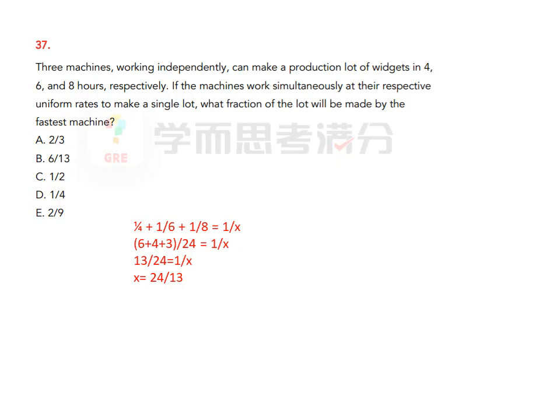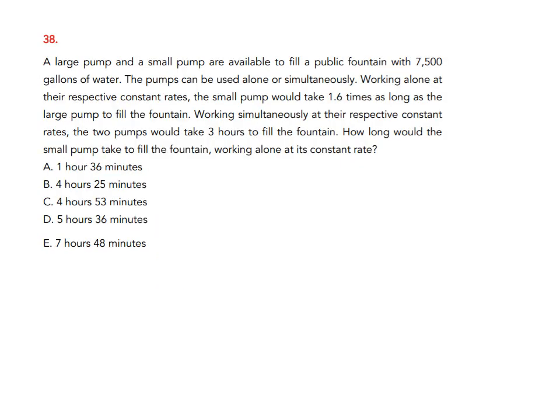So which one is fastest in this case? That is the first one. So we got 6 by 24 multiplied by 24 by 13. So we get 6 by 13. That is option B. So how do we know the first one is the fastest? Just take the common denominator and then you see which numerator is greater. So in this case 6 by 24 is greater. So it is the fastest machine. Question number 38.